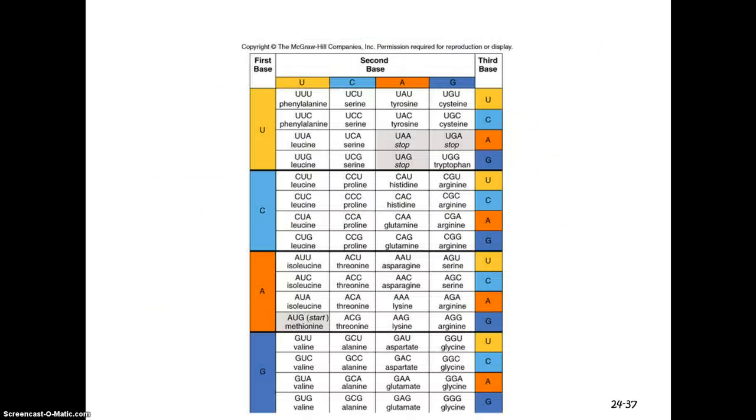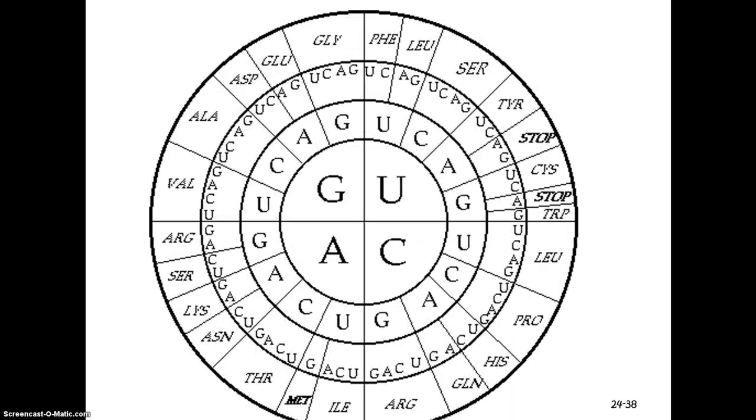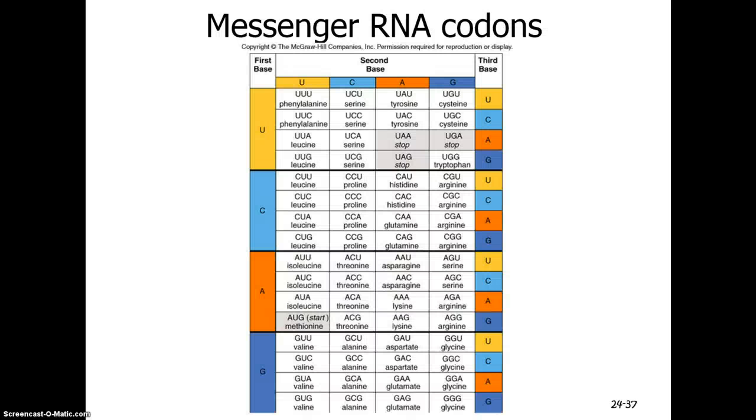So you need to get used to seeing a chart like this or like this. The wheel is my favorite, but I will teach you how to use each one of them. So let's say I have a codon that is AUG. In order to do this, I'm going to look at the first letter, the first base, A right here.